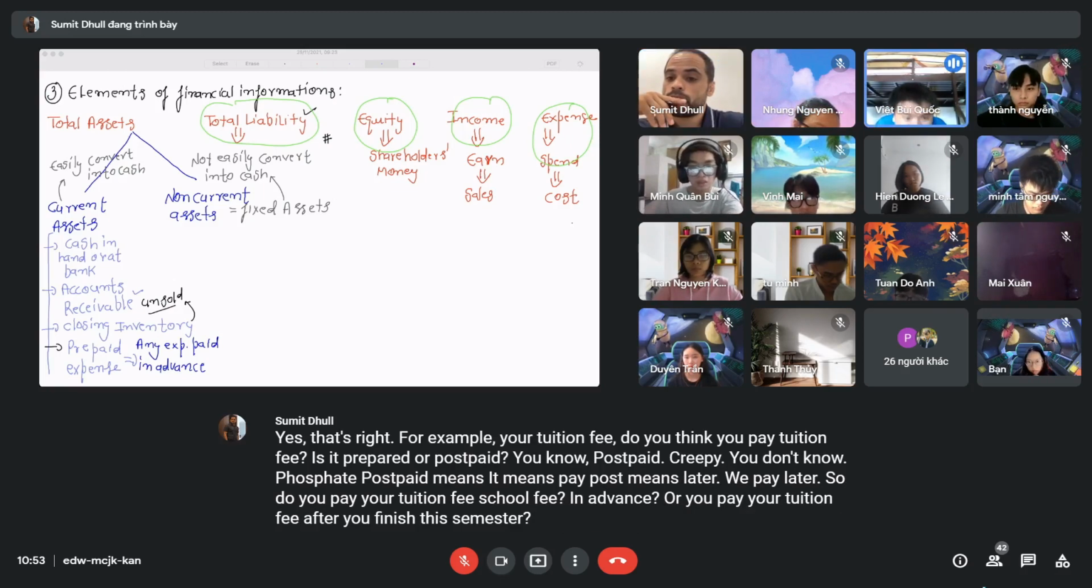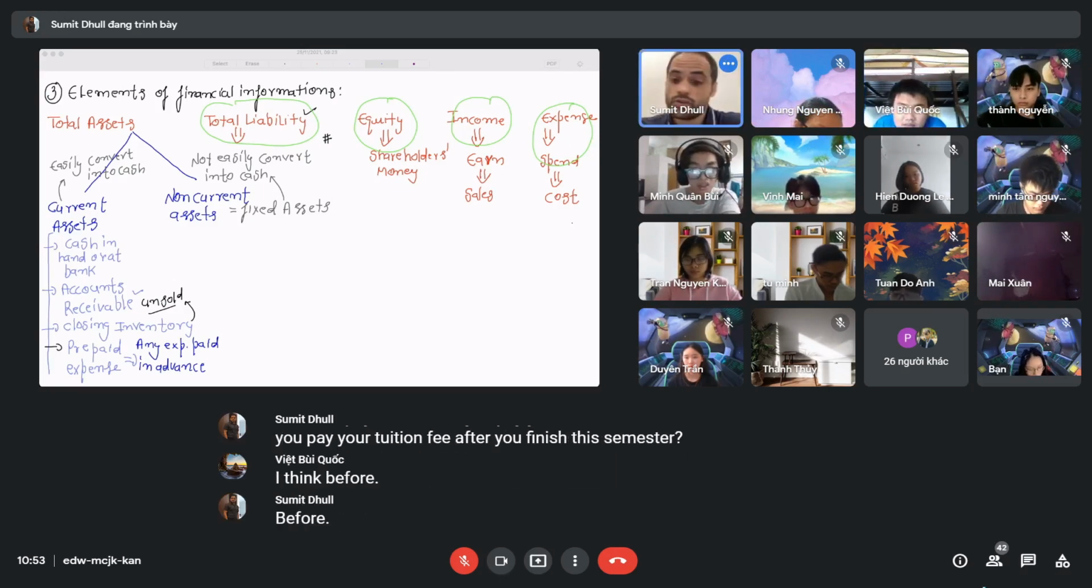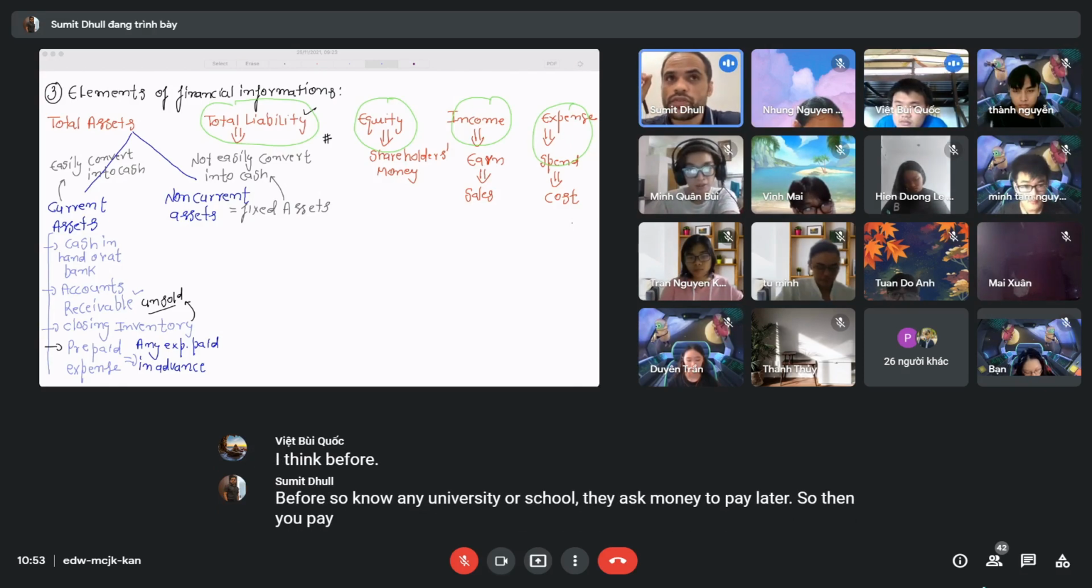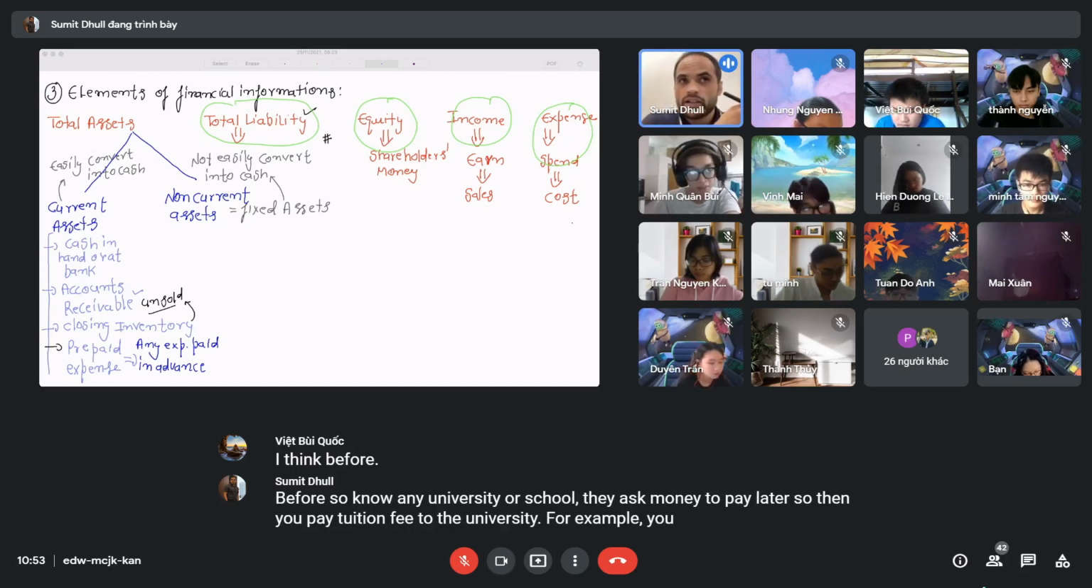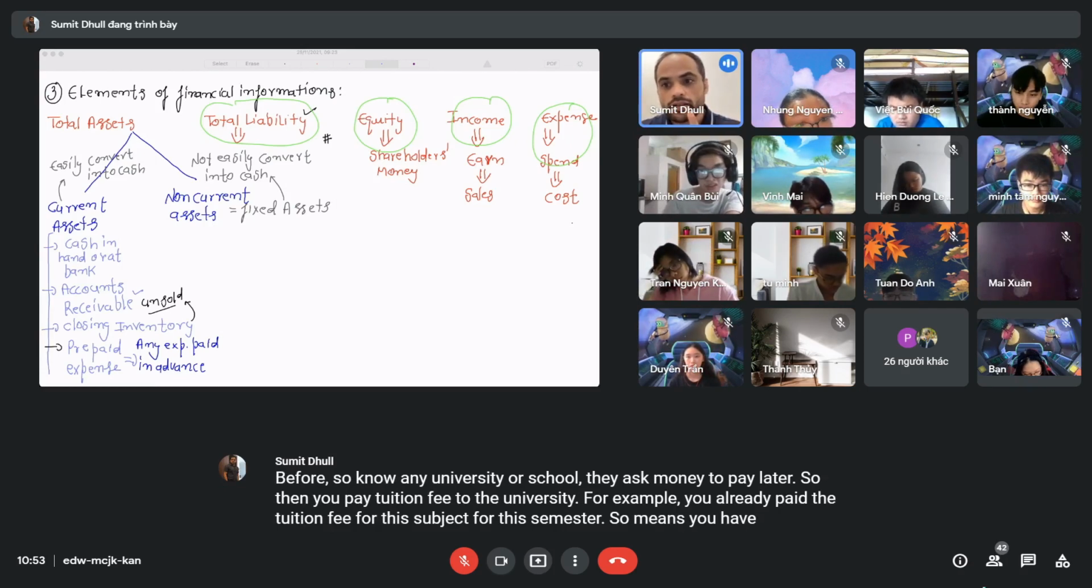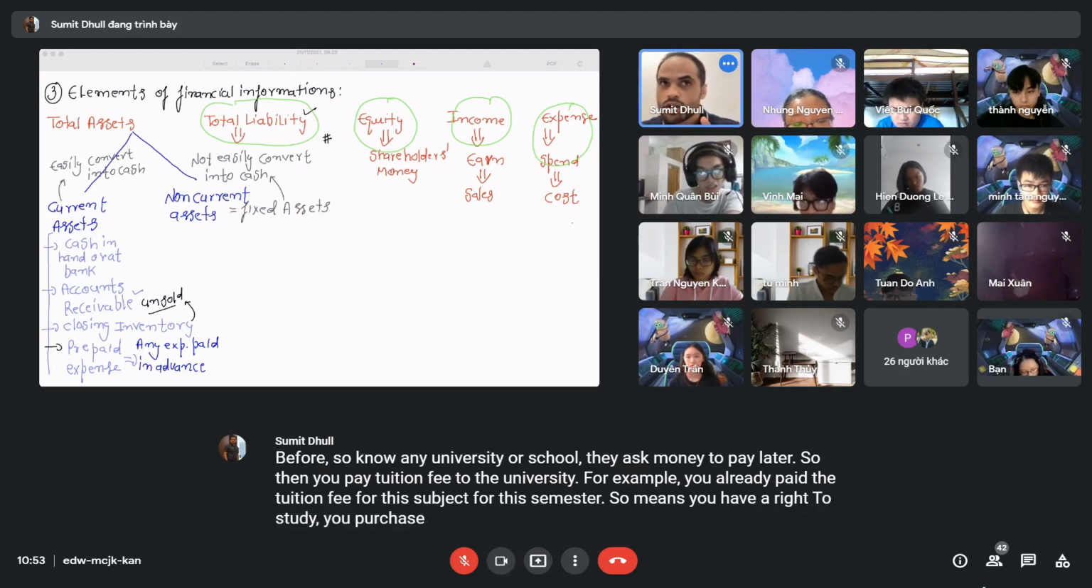I think before, no any university or school, they ask money to pay later. So when you pay tuition fee to the university, for example, you already paid the tuition fee for this subject for this semester. So means you have a right to study.